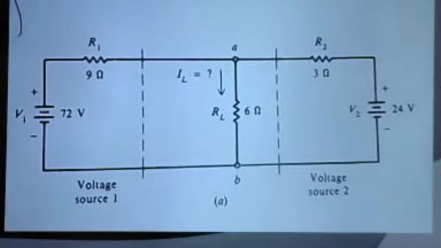Let us find the following. But first, I will draw our circuit. I will redraw our circuit for numbers 4 to 6. Basically, we have a two-loop circuit here.